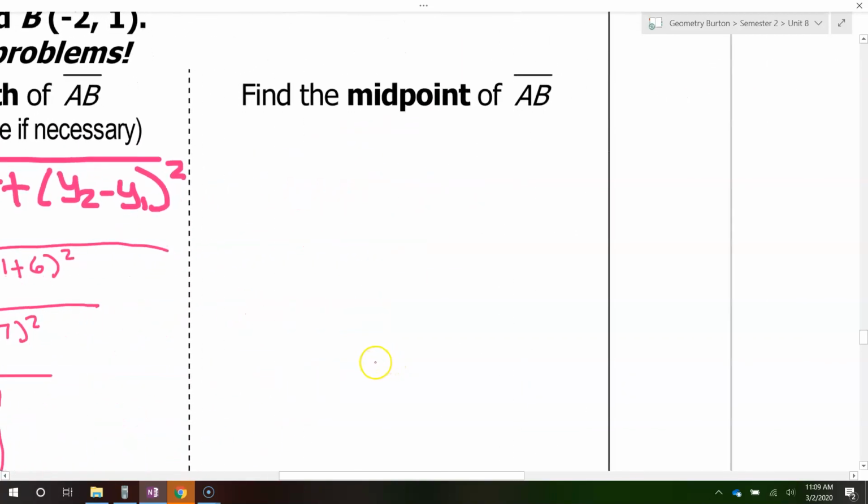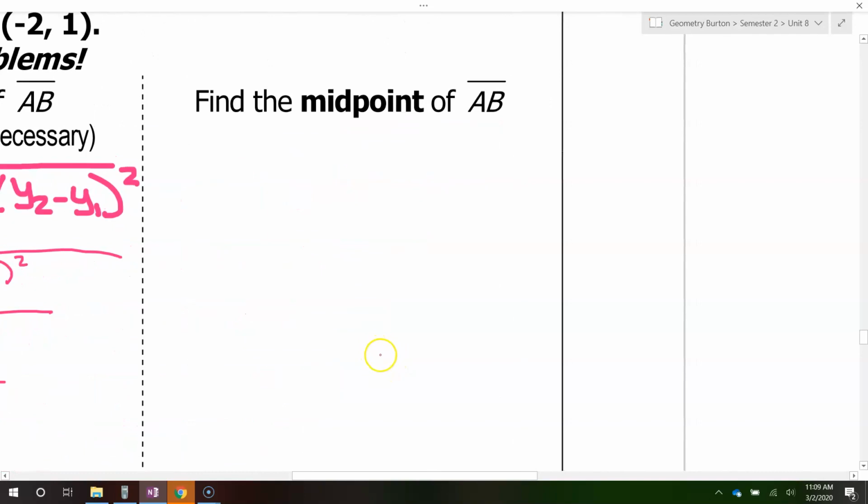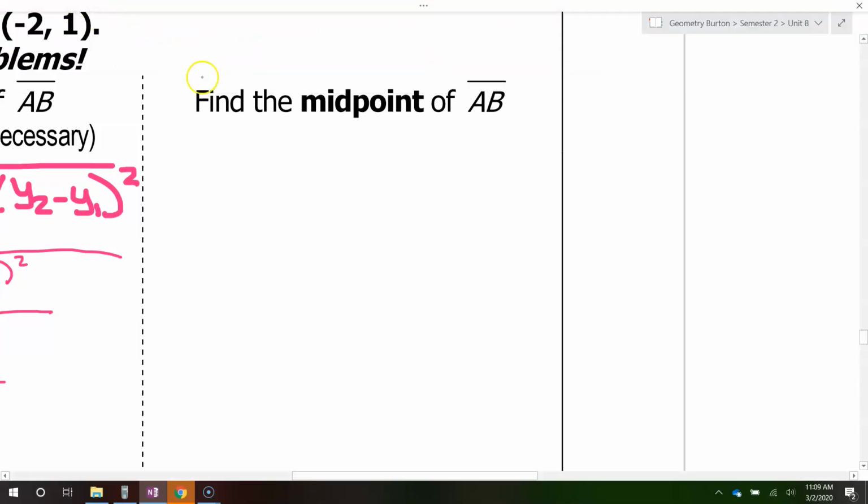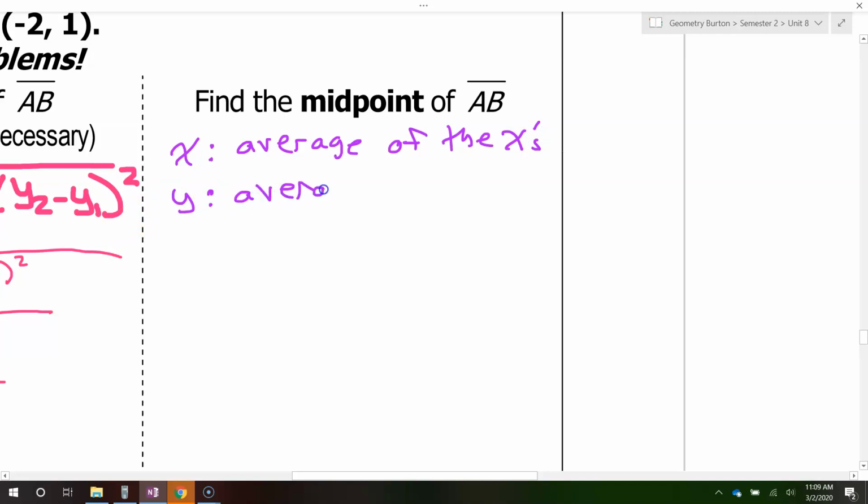Okay, now we're going to find the midpoint. The midpoint is just the average of the x's and the average of the y's. The x value of the midpoint is the average of the x's. The y value of the midpoint is the average of the y's.